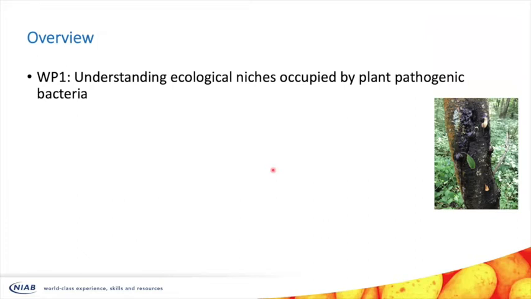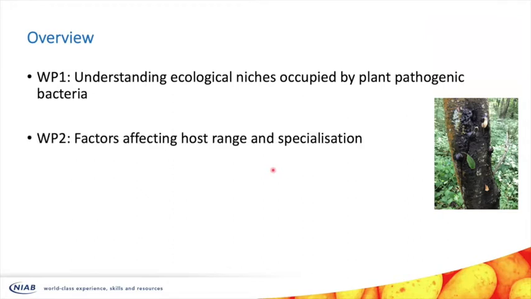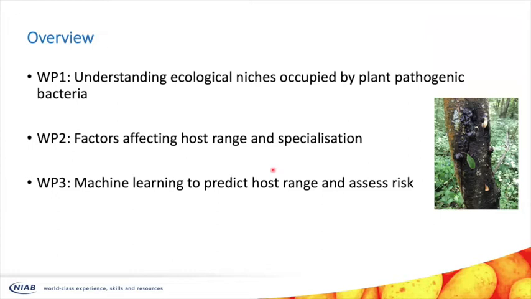I'm working on the first work package, which focuses on the bacterial populations in cherry trees. And the second work package is about the factors which affect the host range. And this work package will be further explained by Mojgan. The talk will come later. And finally, with the findings obtained in the first 2 work packages, another postdoc at NIAB, Stasius, is going to develop a tool for predicting host range of Pseudomonas syringae using machine learning methods.